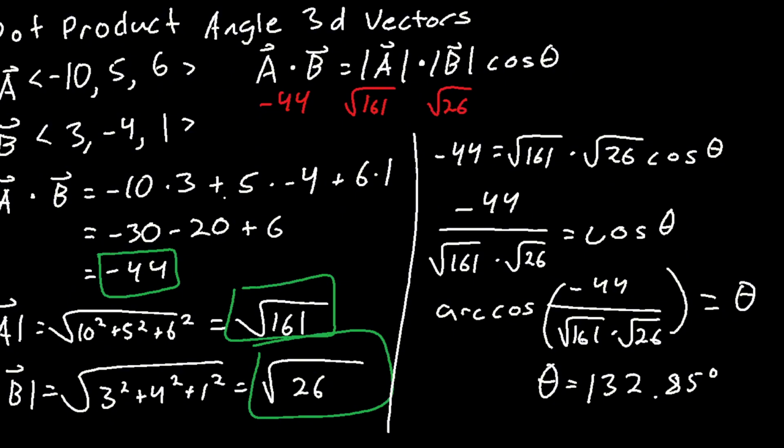If you have any questions, put them down in the comment section. If you're ever solving a problem, use the dot product formula to solve for the angle between three-dimensional vectors. Do not use the cross product one because that one's hard, unless the question specifically tells you to.